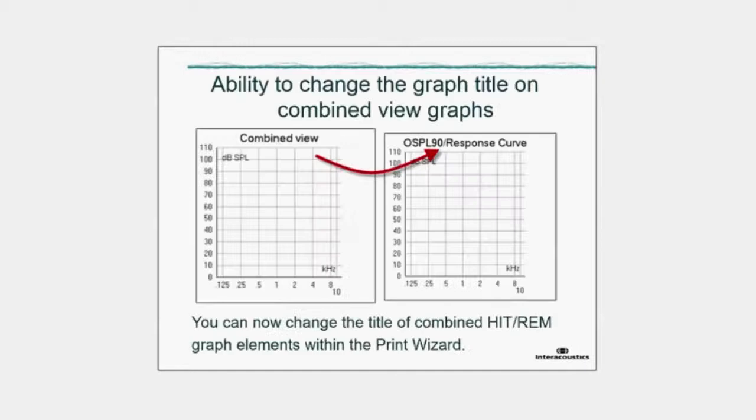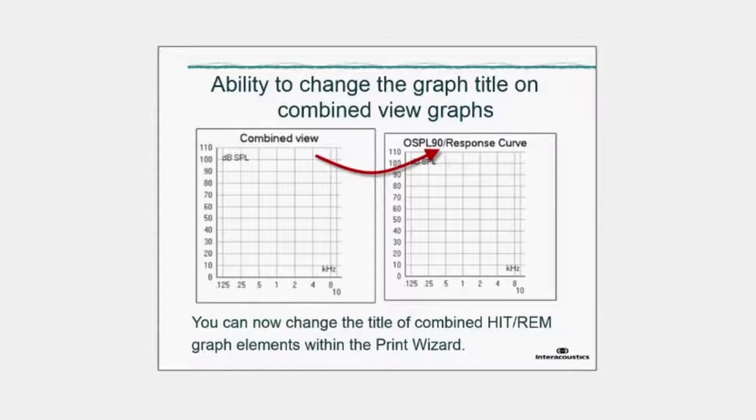Into the next screen and the next improvement, this is within the print wizard. When adding graphs which have multiple measurements, as an example shown in this screen, you can see here that a graph has been added to combine both OSPL 90 and response curves. And this is in HIT, however, this is also applied to the REM graphs as well. On making a graph like this in the past, you would only see combined view as the graph title.